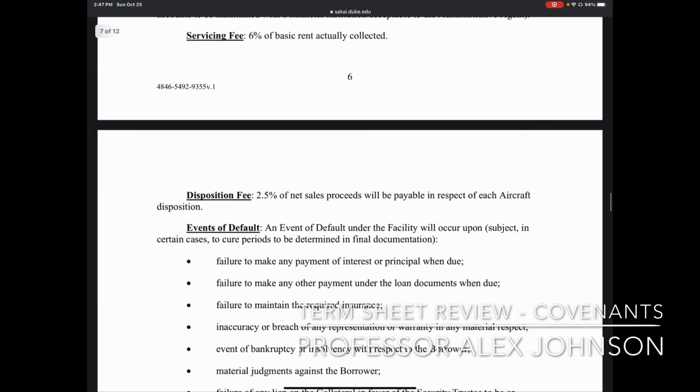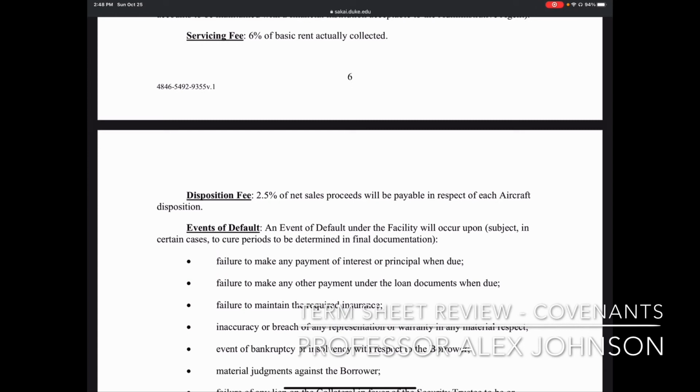Moving on, we have servicing and disposition fees. These are the fees being paid to the servicer. And while it's a promise by the borrower to make a payment, this relates to a different entity. We care about this as lenders because we want to understand what's being paid to the servicer. That's cash flow that the borrower has to direct to somebody else instead of to the lenders.